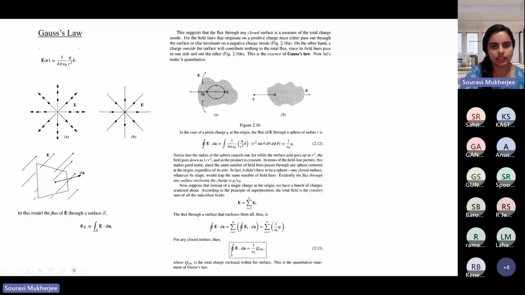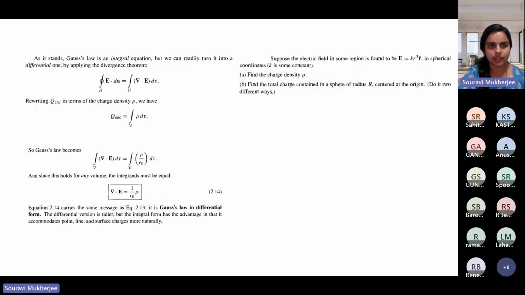And now if you have a number of charges and some distribution, it would follow the principle of superposition. So what you get then is the total enclosed charge. So the closed integral of electric field over some surface is given as Q enclosed by epsilon naught. So this is your Gauss's law, and we would see how this is useful.